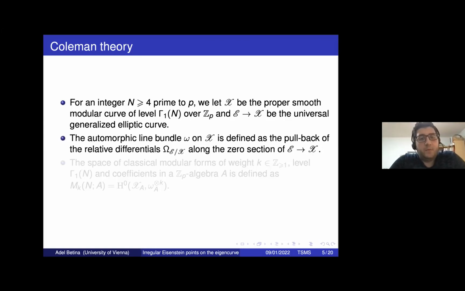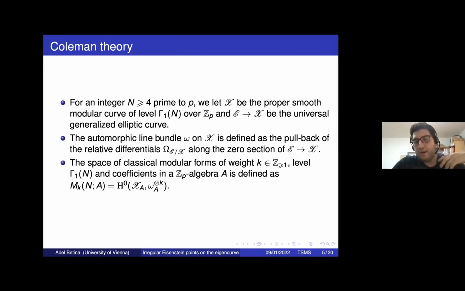And you can define an automorphic line bundle omega on X as the pullback of the relative differentials along the identity section. And then you can define modular forms of weight k and level Gamma_1(N) with coefficients in a Z_p-algebra A as the global sections. Here you take the k-th symmetric power of your sheaf.